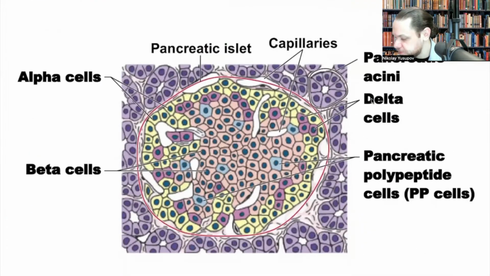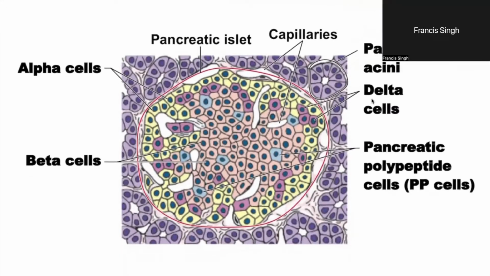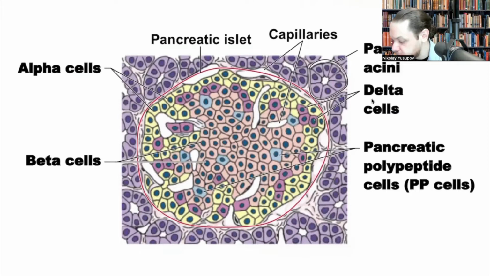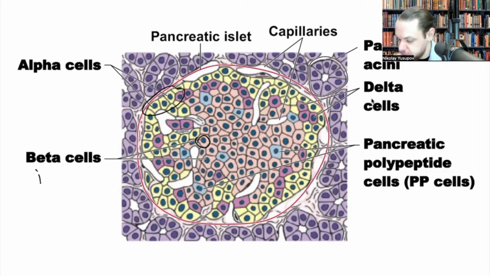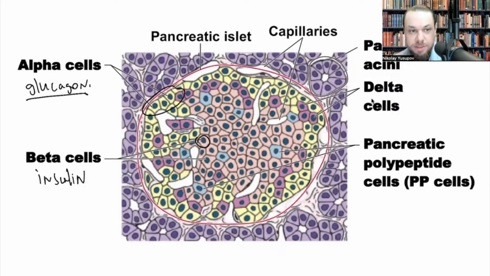This is just a close-up view to show you the beta cells that are highlighted here, and their products will be taken up by the capillaries. Here we see the alpha cells. So beta cells, insulin, and alpha cells, glucagon. And when is glucagon released? When the glucose is gone.